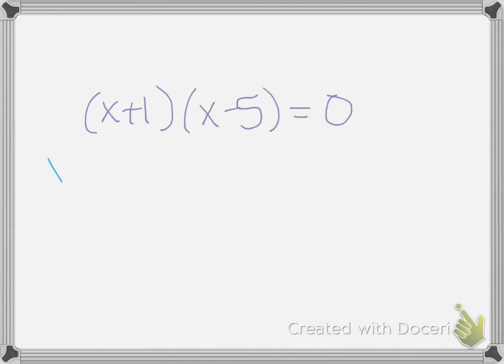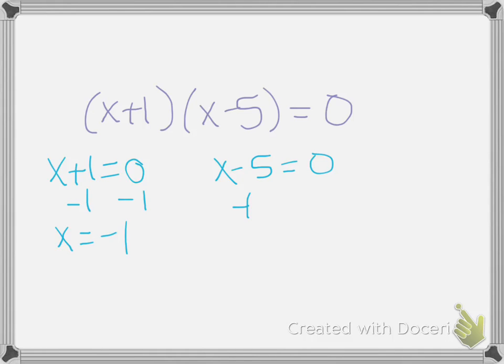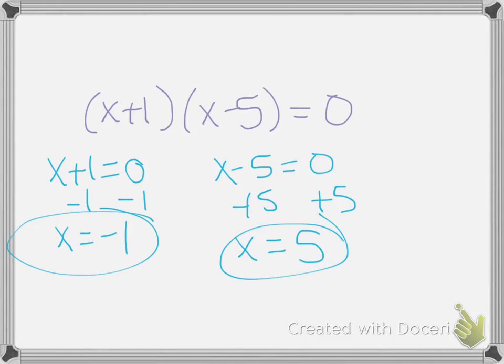For this one we set x plus 1 equal to 0 and x minus 5 equal to 0. So we subtract 1 and get x equals negative 1, add 5, and get x equals positive 5. So there's my two answers. Again, this is where it's crossing my x-axis. It crosses at x equals negative 1 and x equals 5, because we're trying to find our roots again.